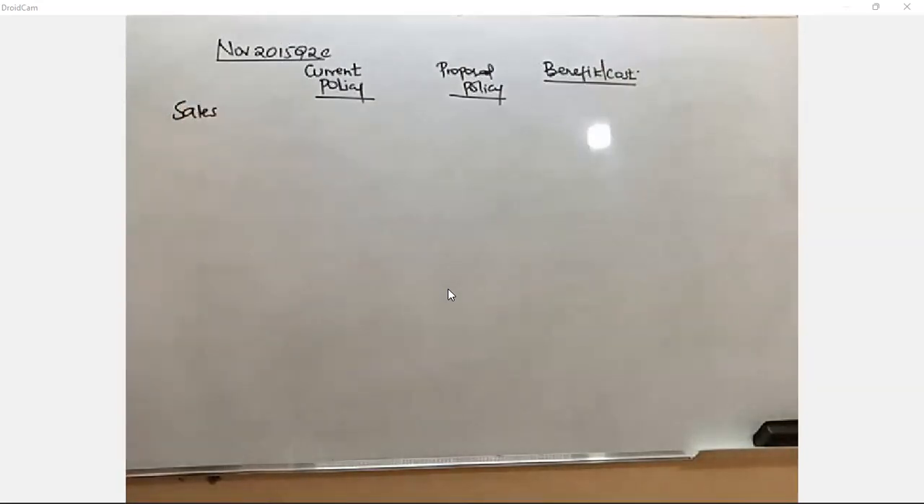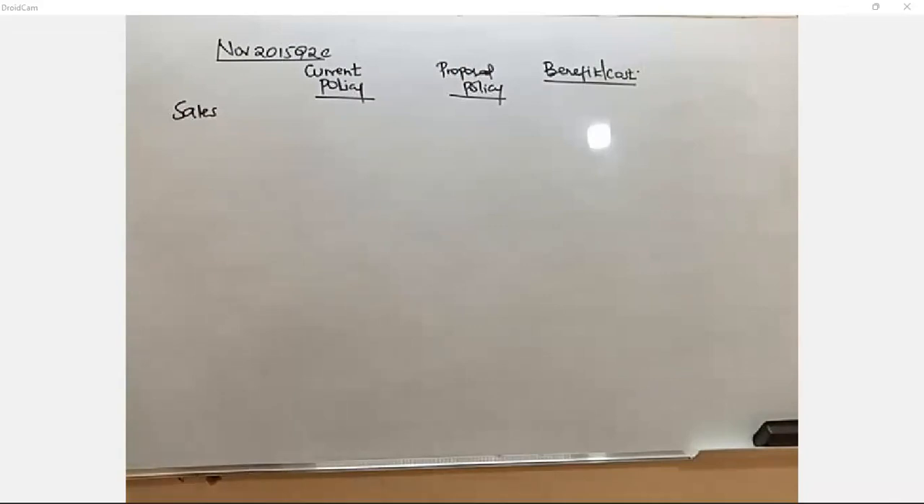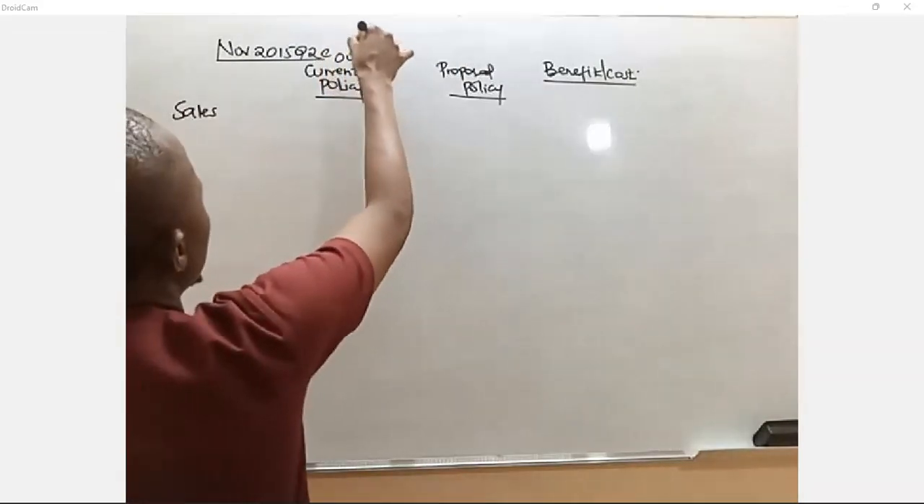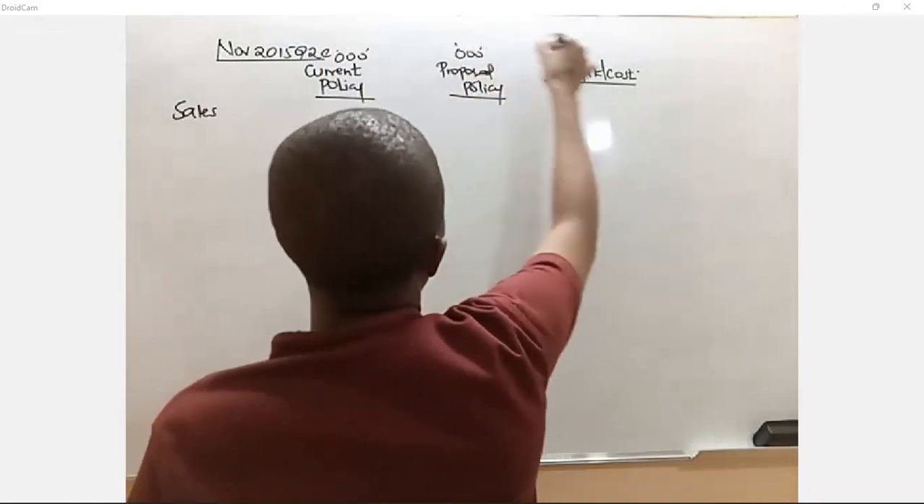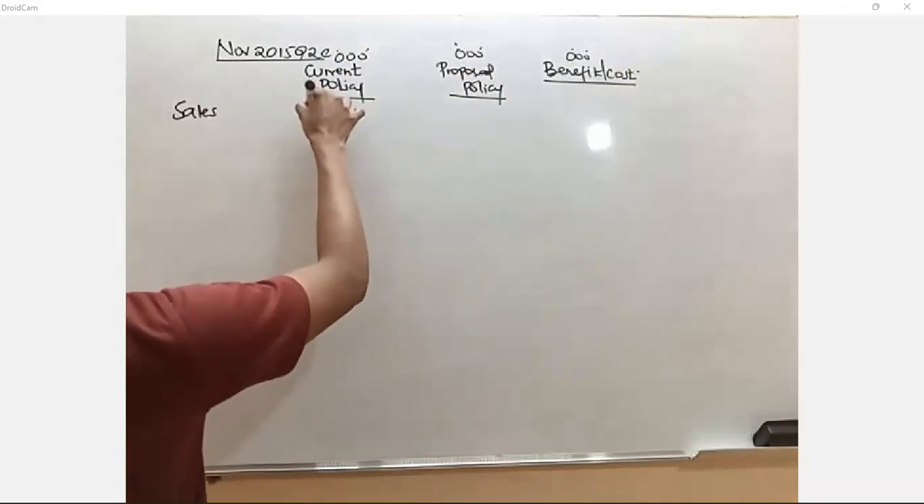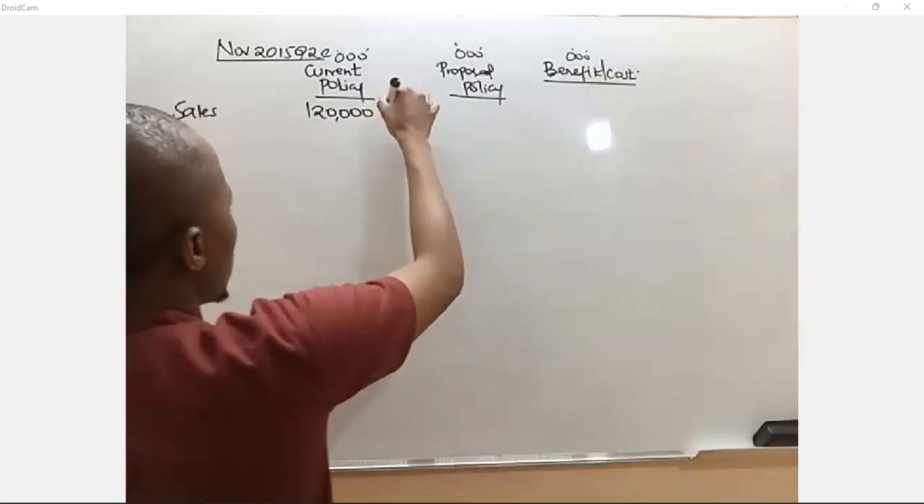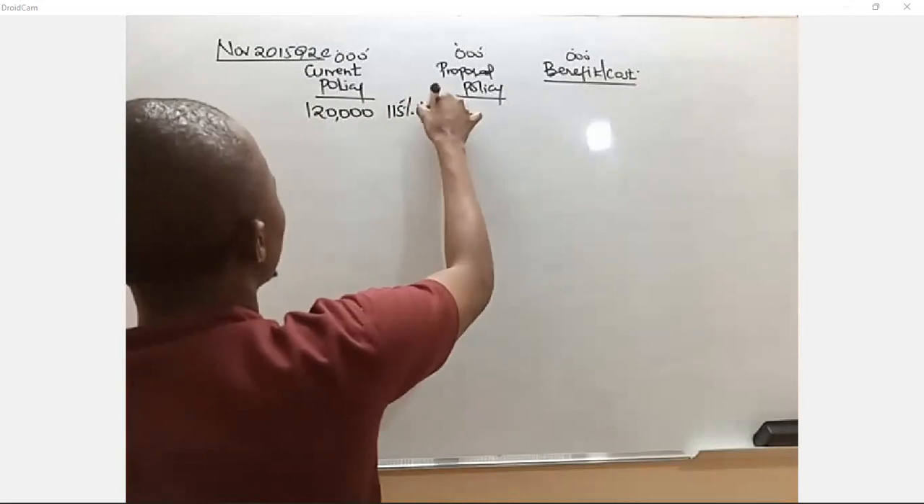So how much is our sales? As per the question, let me reduce this to thousands of shillings. What is our current sales? Under the current policy, we are given 120,000. But we are told the average collection period is 45 days. The management intends to increase the credit period to 60. This plan is expected to increase the sales by 15%. So how much is the proposed sales? 115% of 120,000?